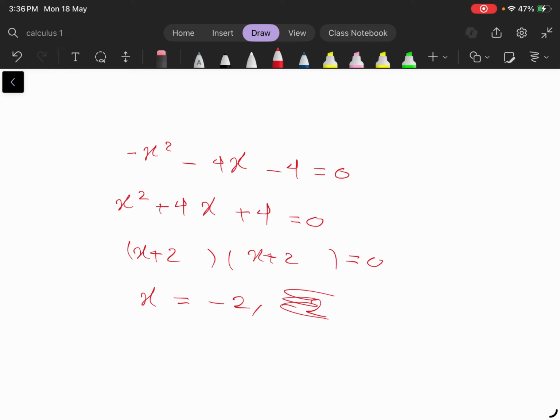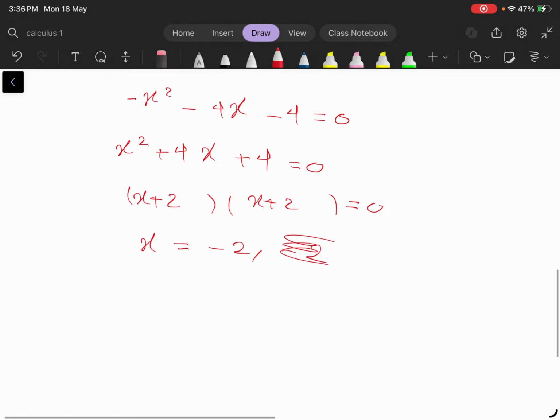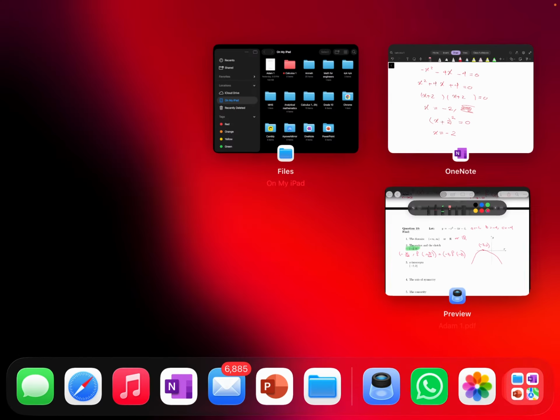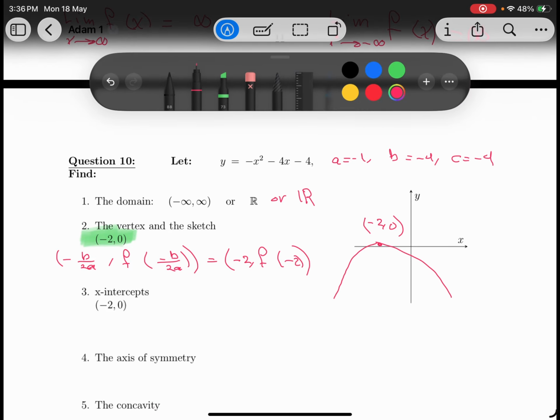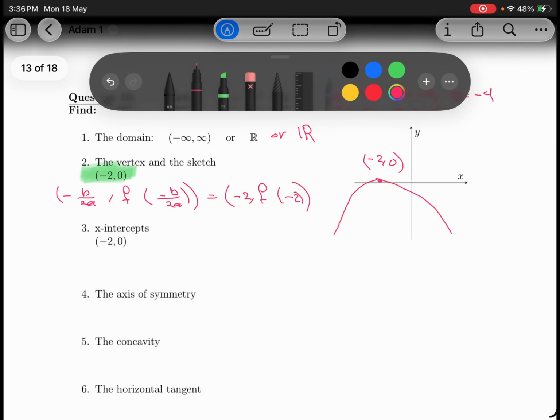That's why one time is enough. We call this a zero of multiplicity 2. It means that it's repeated 2 times. Or you can make this x plus 2 squared equals 0, which means x equals minus 2. We have one single real root, or a root with multiplicity 2, or two repeated roots, the way you like. Okay, so here we have minus 2 and 0 as the vertex here.